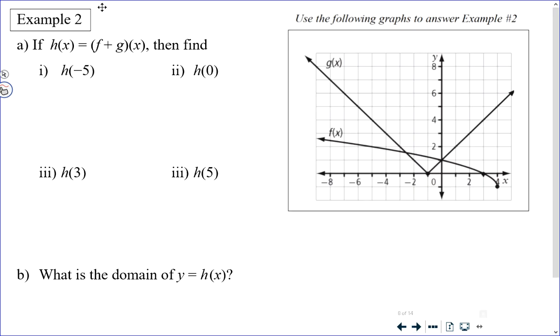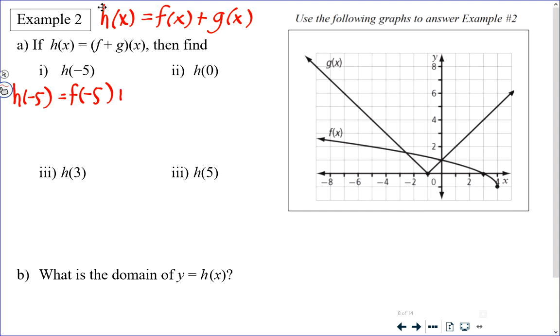All right, so example 2 gives you two graphs. One is f of x and one is g of x. And it says h of x is the sum of the two functions. So remember what that means: h of x equals f of x plus g of x. And it asks you to find h of negative 5. Well, h of negative 5 would be equal to f of negative 5 plus g of negative 5.